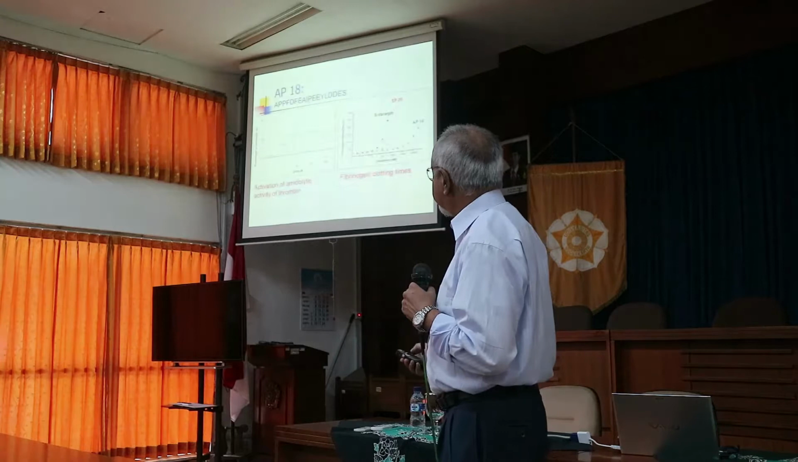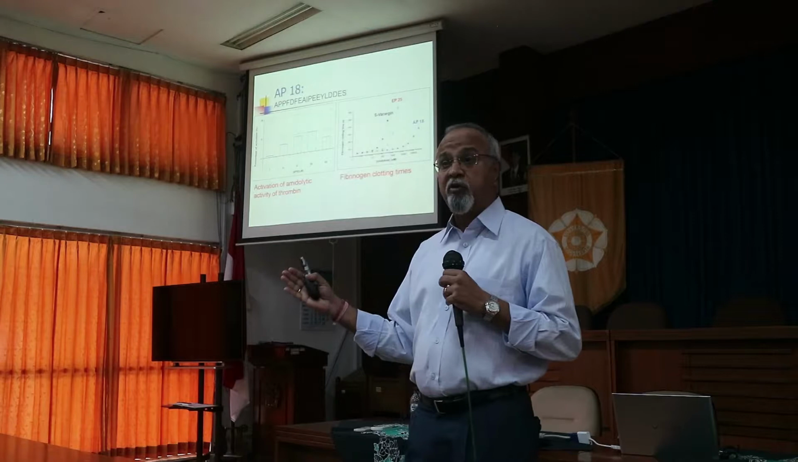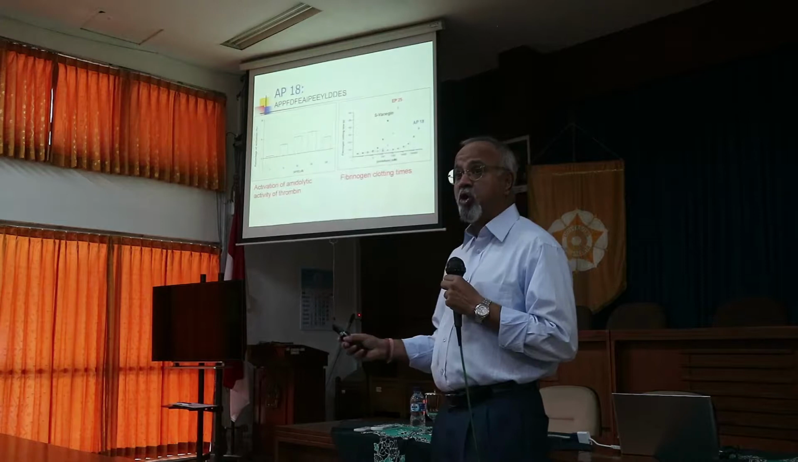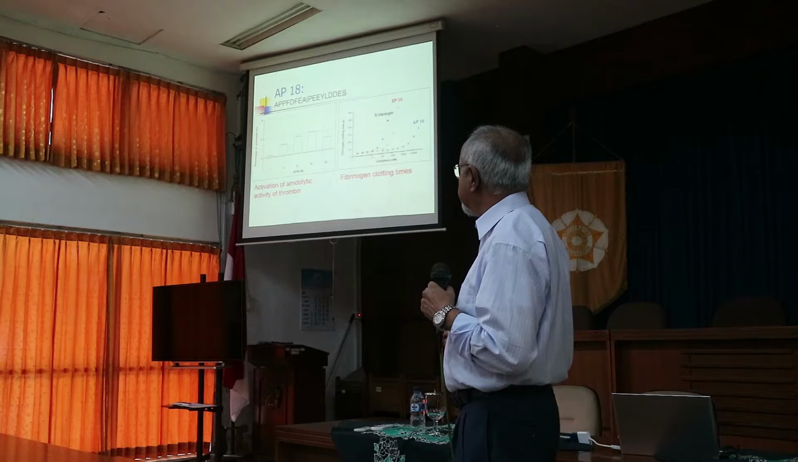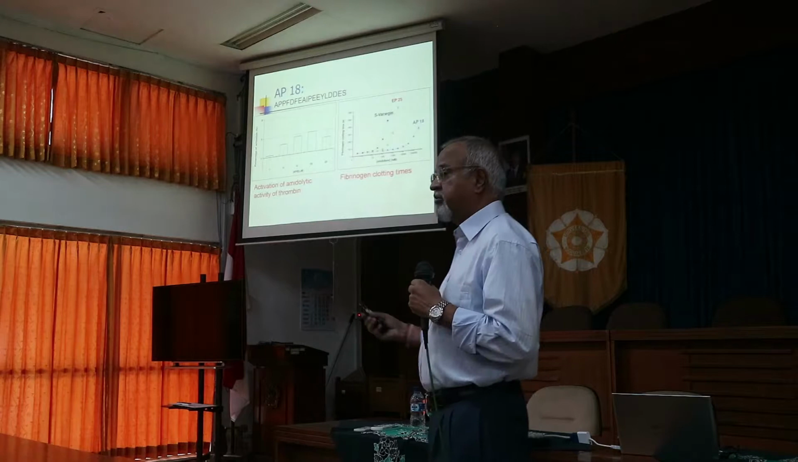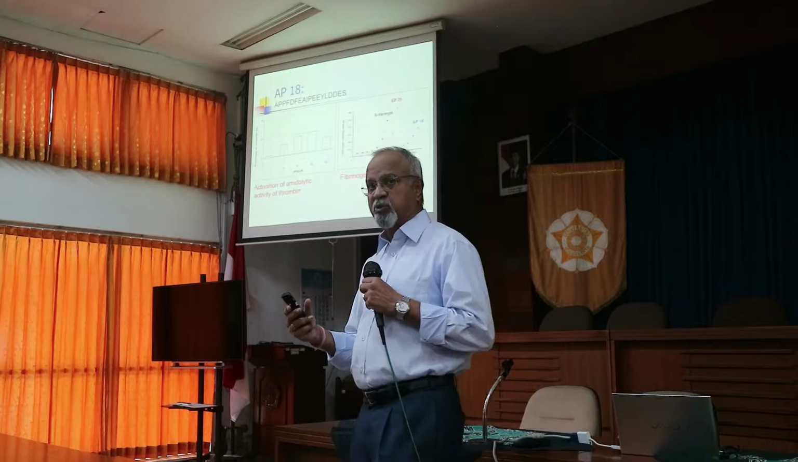And if you remove an additional 7 residues, so now it's 14 residues removed, this peptide no longer inhibits thrombin activity, but it increases the amidolytic activity slightly, about 10%. Okay? So this is a characteristic of things which bind to exosite 1. When something binds to exosite 1, thrombin activity goes up slightly.